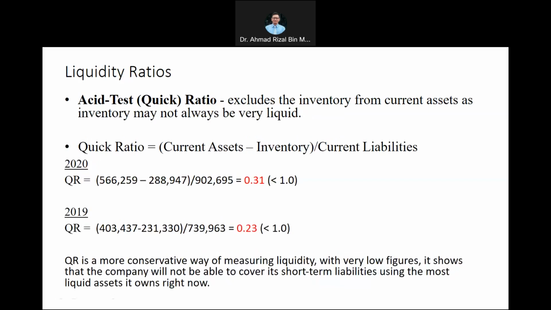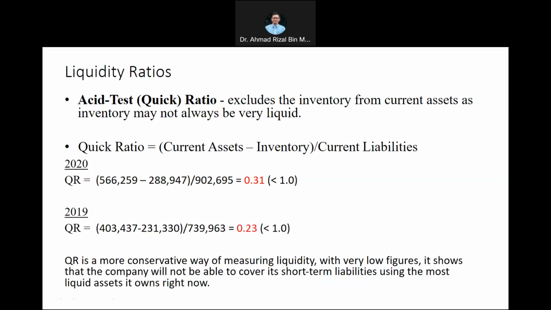Next, the more extreme measure of liquidity would be the quick ratio, or sometimes called the acid test ratio, whereby you exclude inventory from the current assets. So now you only want the most liquid current assets measure.